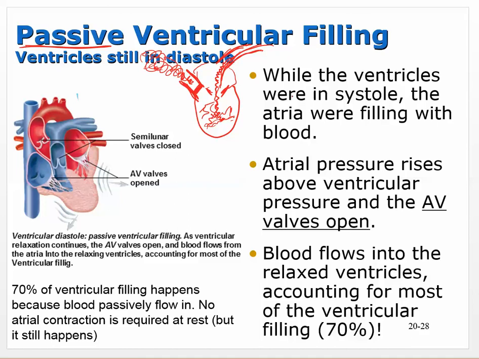Active ventricular filling, when the atria contract. Okay, that's active. This is passive, so it's just sort of moving in. So atrial pressure rises above ventricular pressure and the AV valves open. That's because of the return blood coming in, and blood flows into the relaxed ventricles, accounting for most of the ventricular filling. 70% is just this passive filling. So 70% of ventricular filling happens because blood passively flows in. No atrial contraction is required, but of course it still happens.